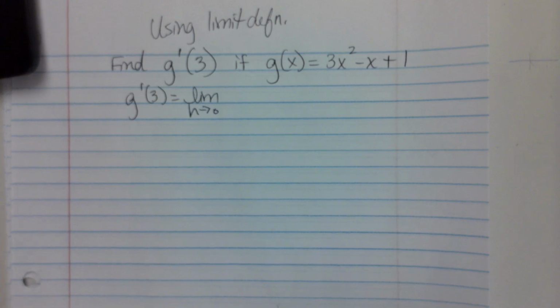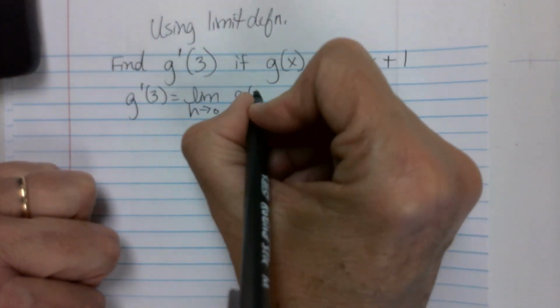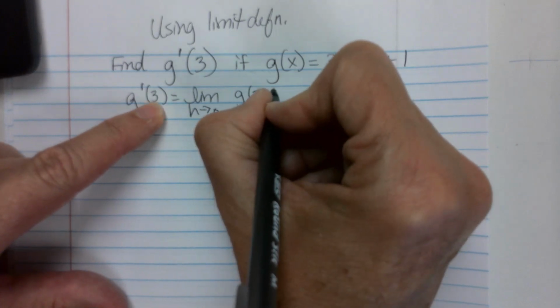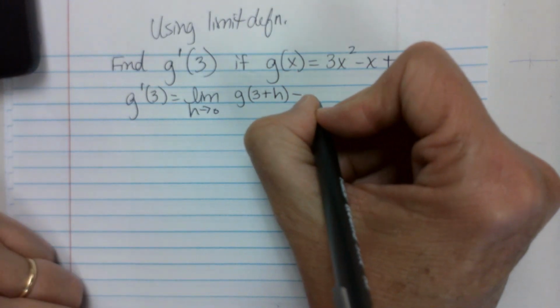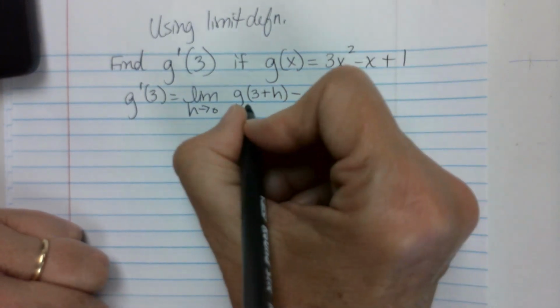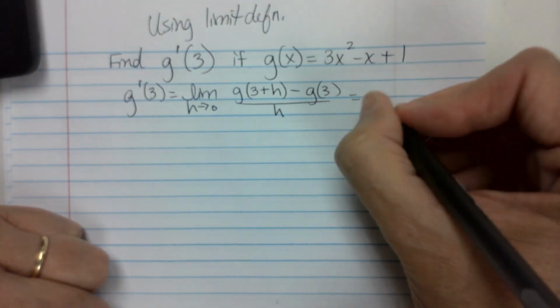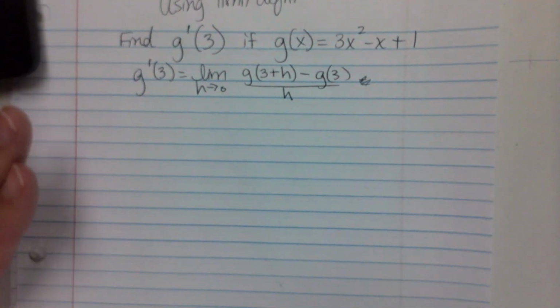g of, in this case, 3 plus h, minus g of a. Wait, your a is 3. Hey, you're welcome to write down the a's. That gets it to your brain one more time, right?